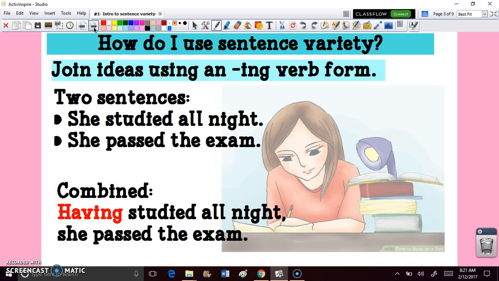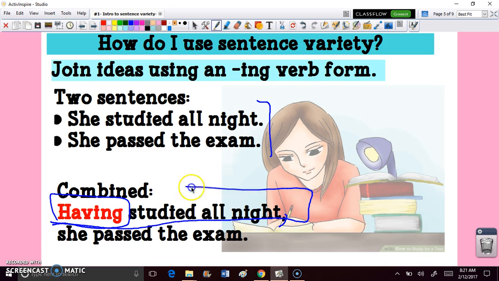All right, another strategy is to join ideas using an ing verb form. You would actually start your sentence with a verb that ends in ing. An example would be two separate sentences like this: She studied all night. She passed the exam. There's clearly a cause and effect relationship here. One thing is leading to the other, or because she did this. In this case, I'm going to skip the word because. I'm going to say having. Having studied all night, comma, she passed the exam.